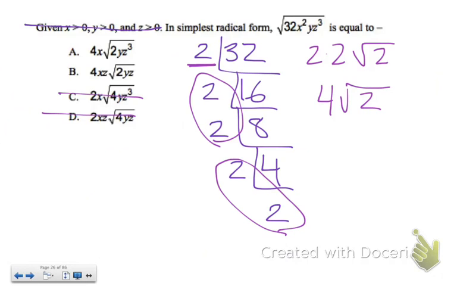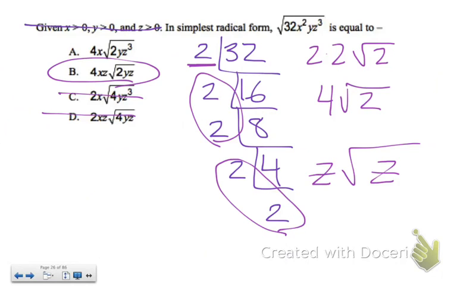So it can't be C. And then the square root of x squared is x. The square root of y, you have to leave y underneath. Square root of z cubed, remember, leave 1 z underneath, and then the square root of z squared is z. So it has to be B. A would not be all the way simplified because there's still a perfect square hiding under that square root. And that's it for this section.